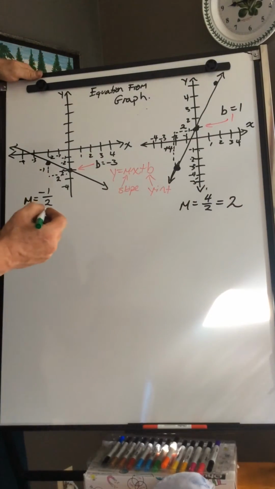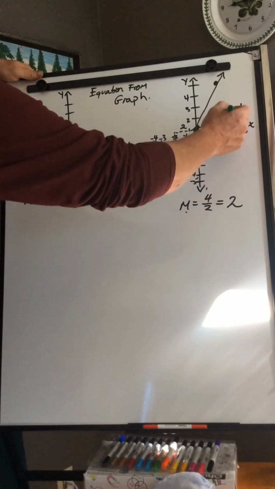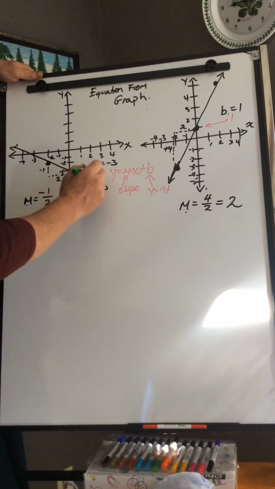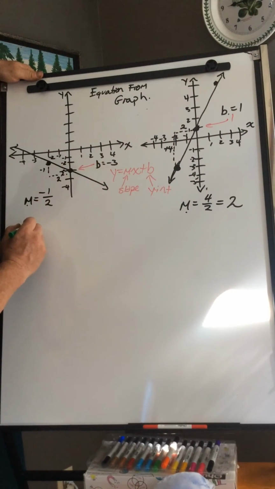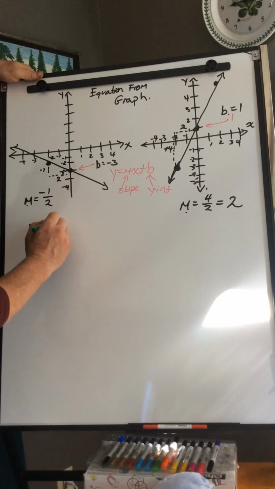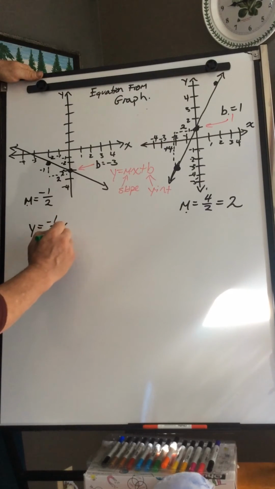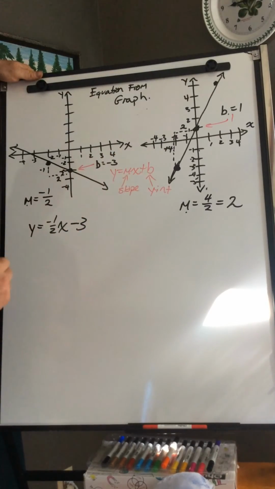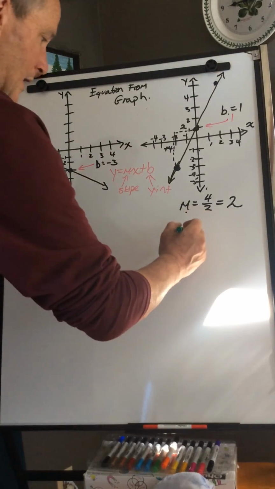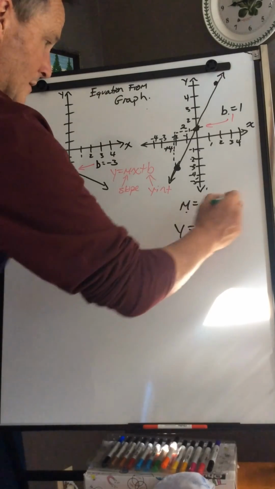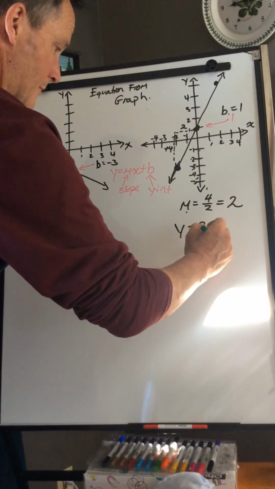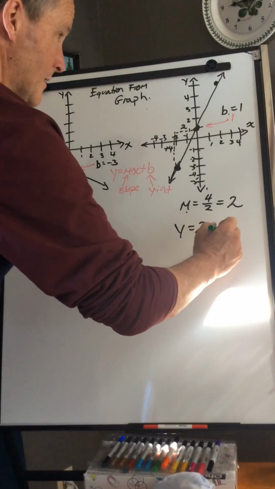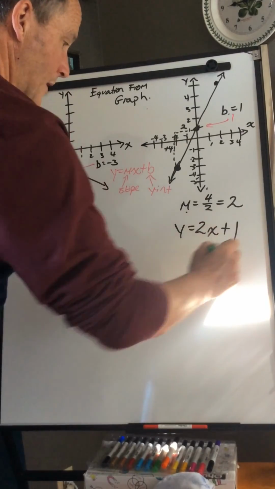So now we have everything we need for the equation. We've got m, we've got b, we've got m, we've got b. So this one, y equals -1/2 x minus 3, because b is -3. Here, y equals m, which is 2, x plus b, which is 1.